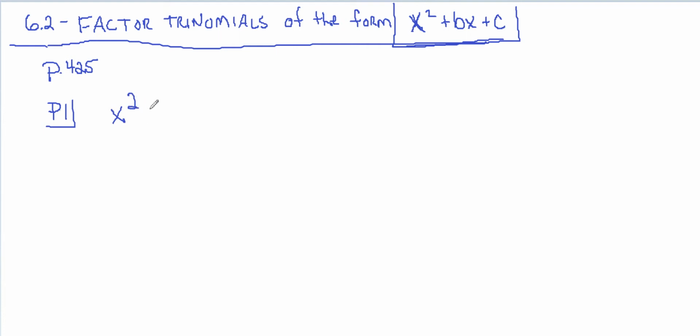x squared plus 12x, and that'll be plus 20. Okay, so as I was saying in class, these are all, the lead coefficient is 1. That's what differentiates sections 6.2 from 6.3. So I'm just going to go ahead and set up my parentheses and fill it in.